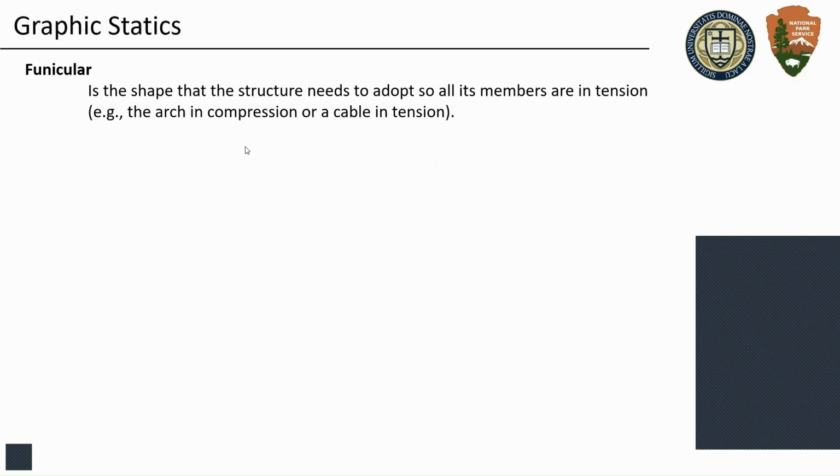Let's say that we want to define what is a funicular. If you think about it just in terms of geometry, it's the shape that the structure needs to adopt so all its members are in tension. Or we can say also compression, tension or compression, but it's basically a shape. That's what defines the funicular for a particular load.